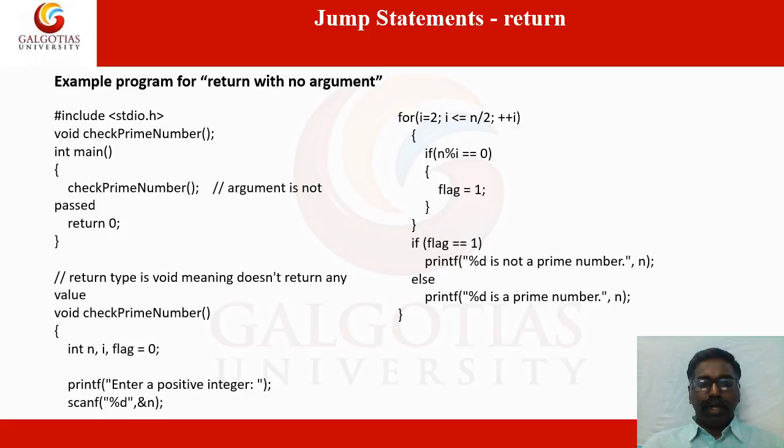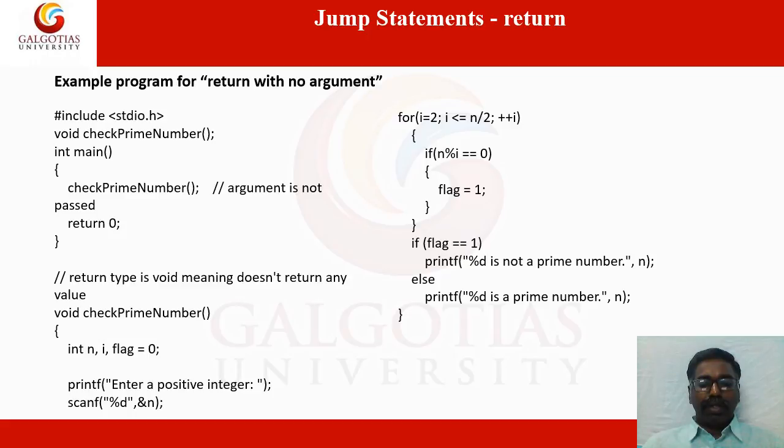We can verify that in the main we call a function called check prime number. From here the execution jumps to the void check prime number. What is the use of the void check prime number? That means this check prime number is a function which is not going to return anything.